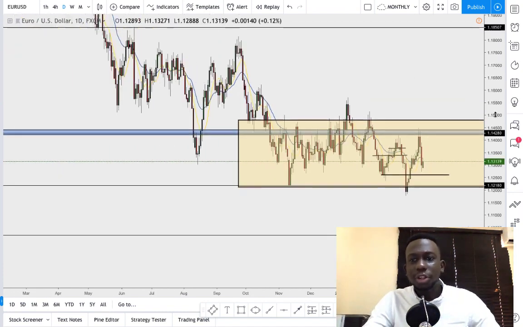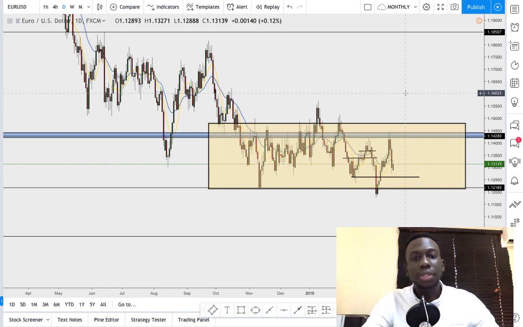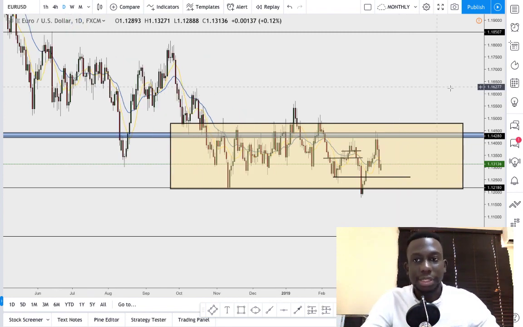So now, euro dollar. Same, well, I won't say same scenario with euro dollar. Euro dollar is also being very indecisive as well. As you can see, this is a very nasty range, okay?